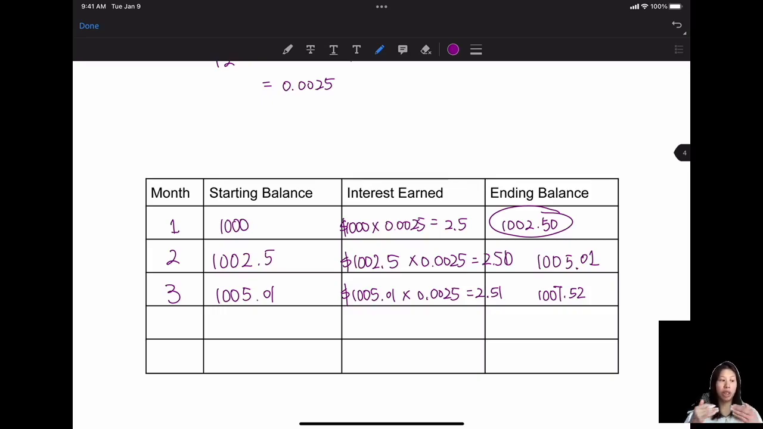So we keep doing the same thing. Every time we will use the ending balance from the last month as our starting balance for our new month. So I'm going to just write this very quickly because I did the calculation.